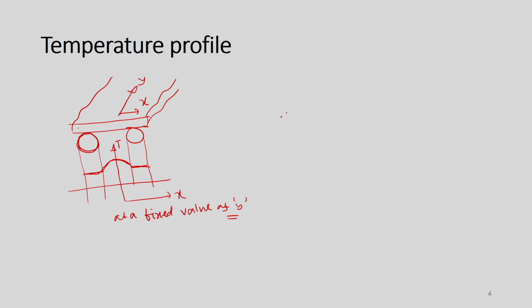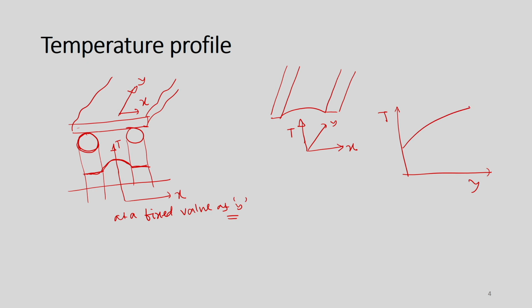If I am interested in the temperature profile along the flow direction, let us draw it. Along the flow direction, this may be T, this may be y, and this may be x. This temperature profile will vary something like this, at a fixed value of x. This is along the flow of the fluid, and this temperature profile is in between the two tubes. These profiles are important while deriving the expression for collector efficiency factor.